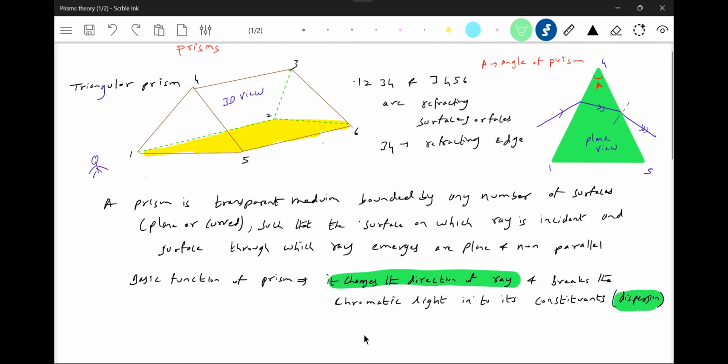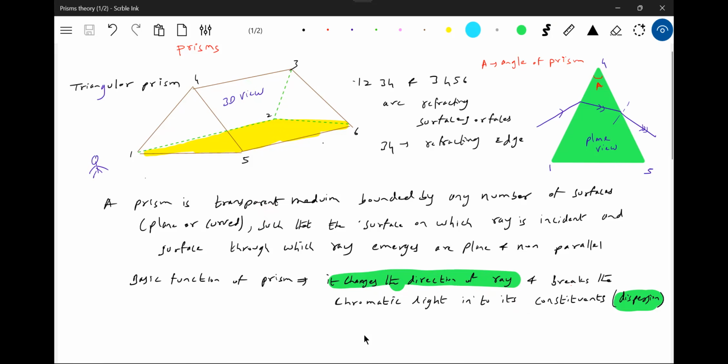Why do we use a prism? If I want to change the direction of a ray of light, I should take help of the prism. Or if I want to break up the white light into its colors, or dispersion, what we call, to disperse a ray of light, then we should take help of the prism. So it should be transparent, it cannot be opaque.